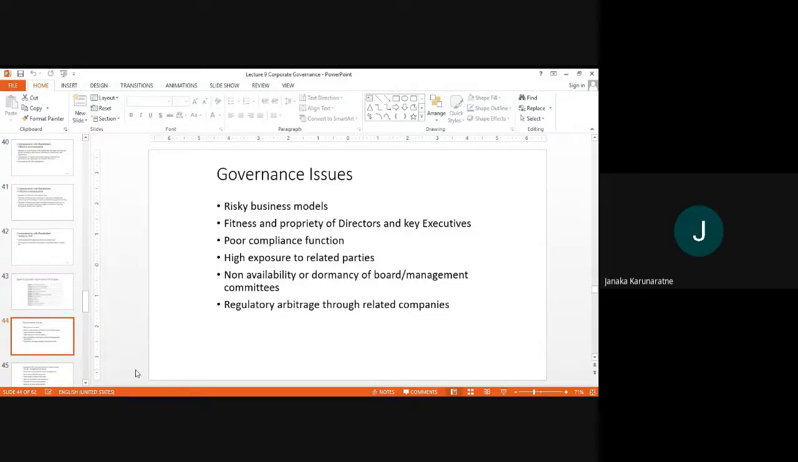Even in the case of finance companies, there are similar directions so that they have to get the approval of the Director of the Non-Bank Financial Institutions Supervision Department before appointing directors. But what is more important is that whenever you don't have fit and proper people as directors, this has led to some problems.